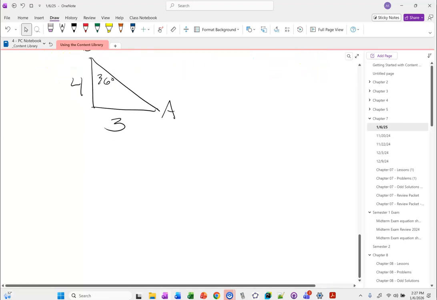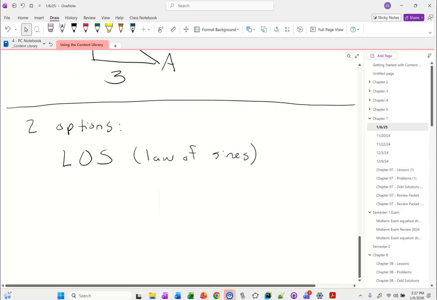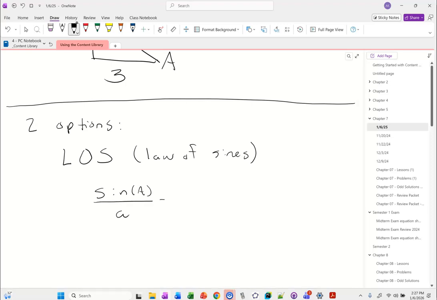So the answer becomes then, if I can't do SOHCAHTOA and I can't do the Pythagorean theorem, what do I have left? I have two options. I have what's called the law of sines, which says that sine of angle A over side A is equal to sine of angle B over side B, which is equal to sine of angle C over side C.